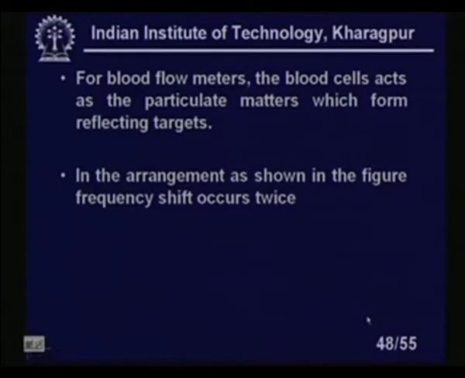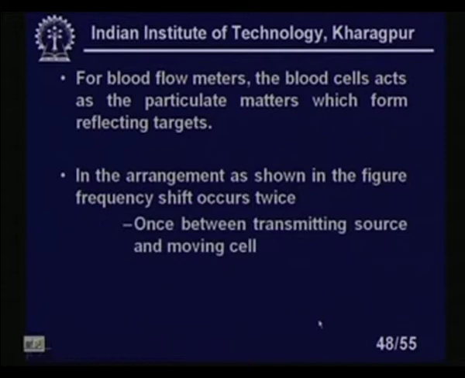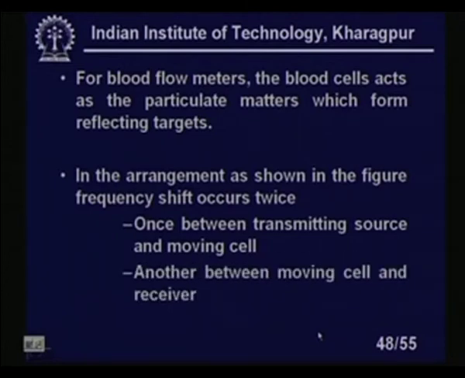In the arrangement shown in the figure, the frequency shift occurs twice: once between the transmitting source and the moving cell, correct. Second, another between the moving cell and the receiver, right. One is between the transmitter source and the moving cell. Moving cell means moving blood cell, right.